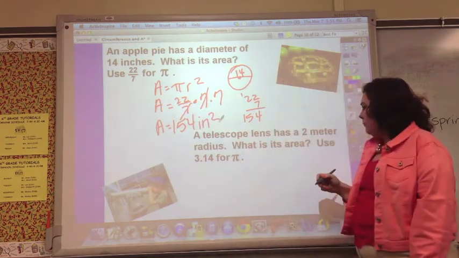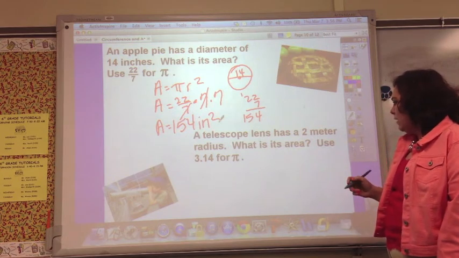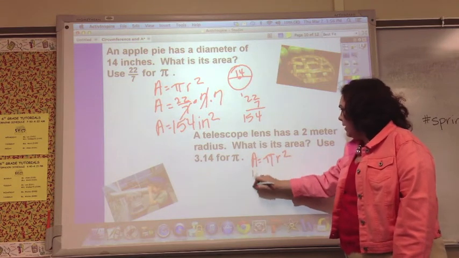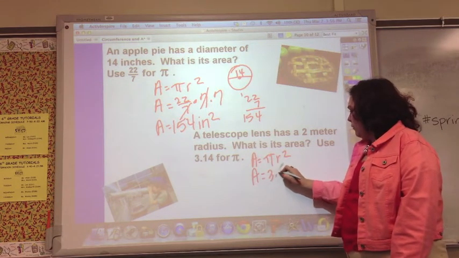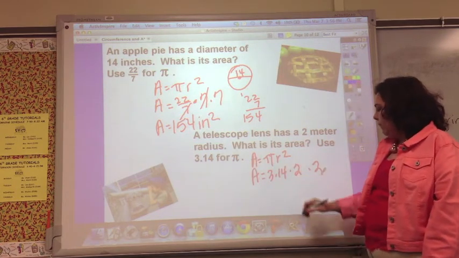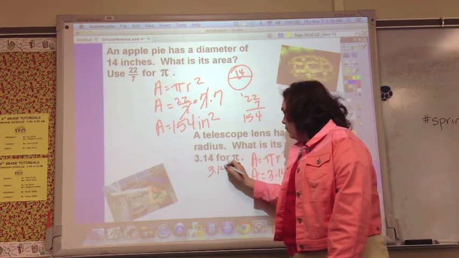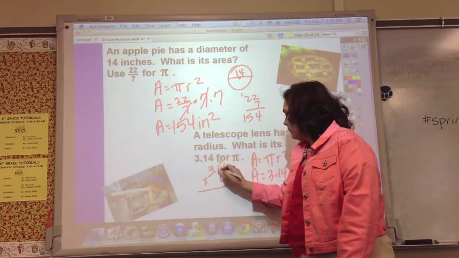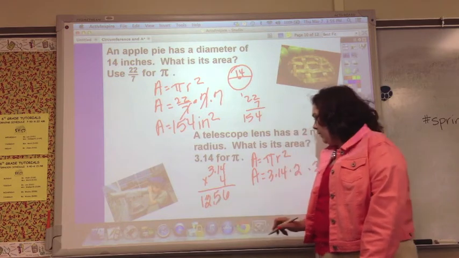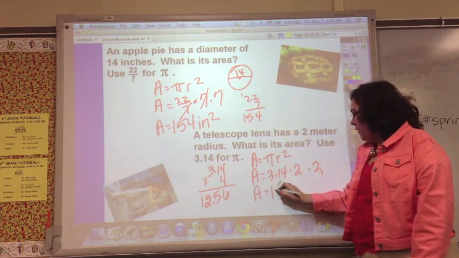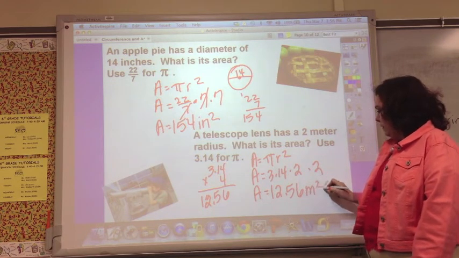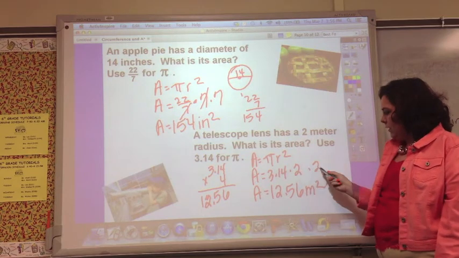And this says a telescope lens has a 2-meter radius. What is its area? So area equals pi r squared. Area equals 3.14 times 2, because it's the radius, times 2. So that's 4. So 3.14 times 4. Move it 2 places. So area equals 12.56, and that is meters squared. So it's 2 times 2, that's the radius.